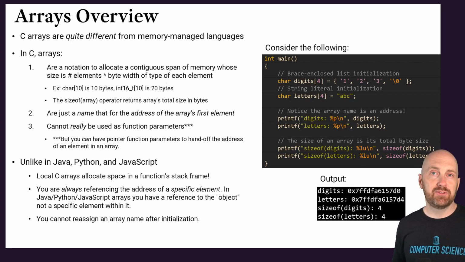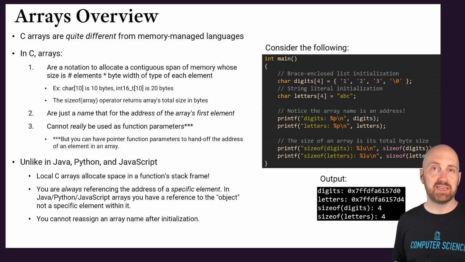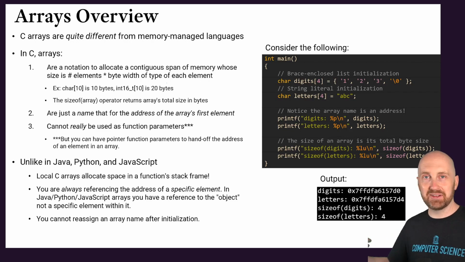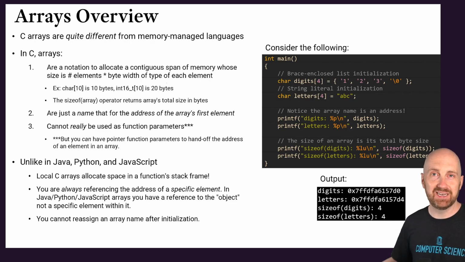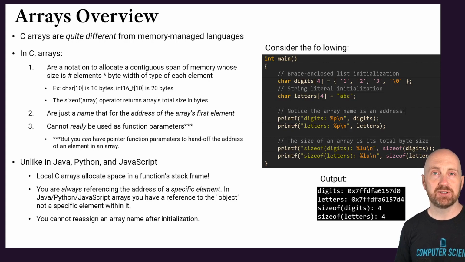Another key difference between arrays in C and other languages is that you can't reassign an array's name to mean something else after it's been initialized and bound inside of some function. You can't say the array name is now assigned some other sequence of values or reinitialized in some other way. And so the name of an array is always bound to the address of the first element in the array.